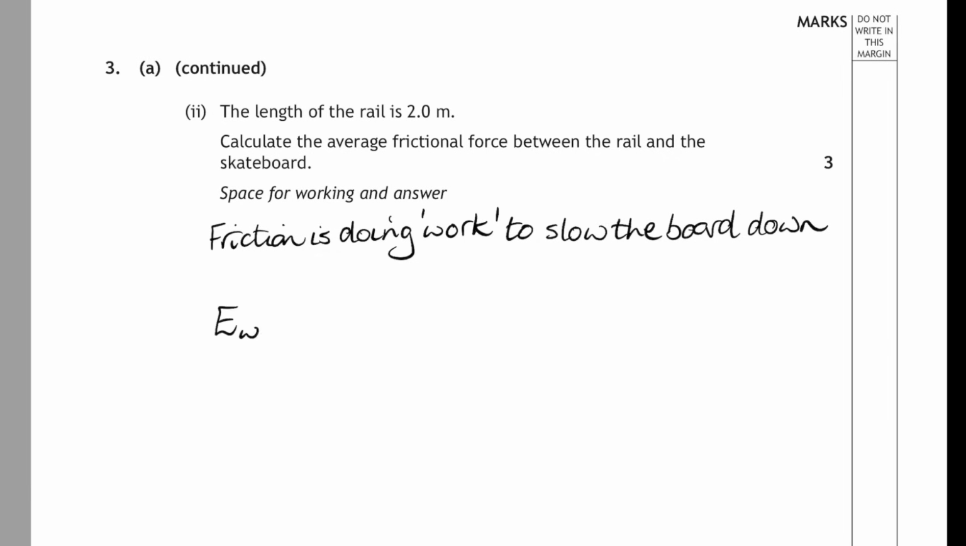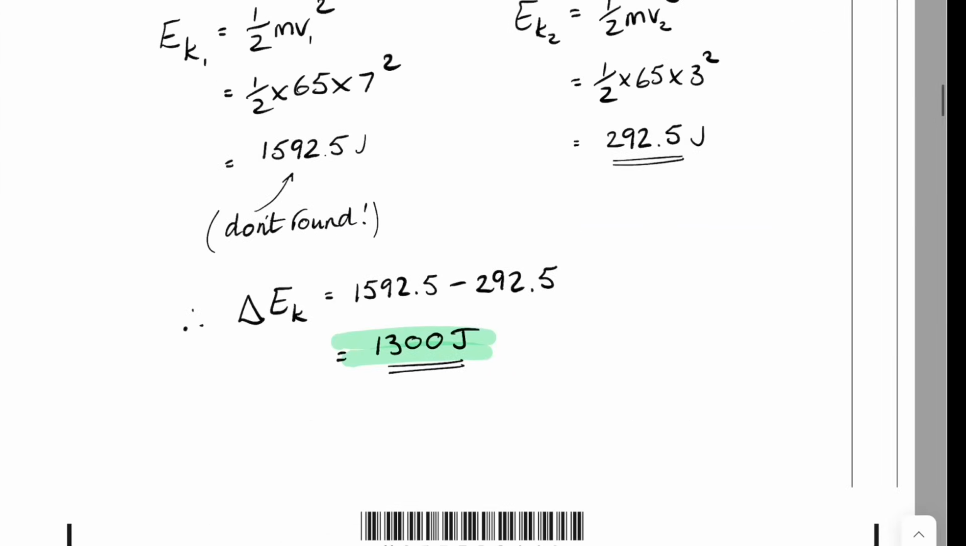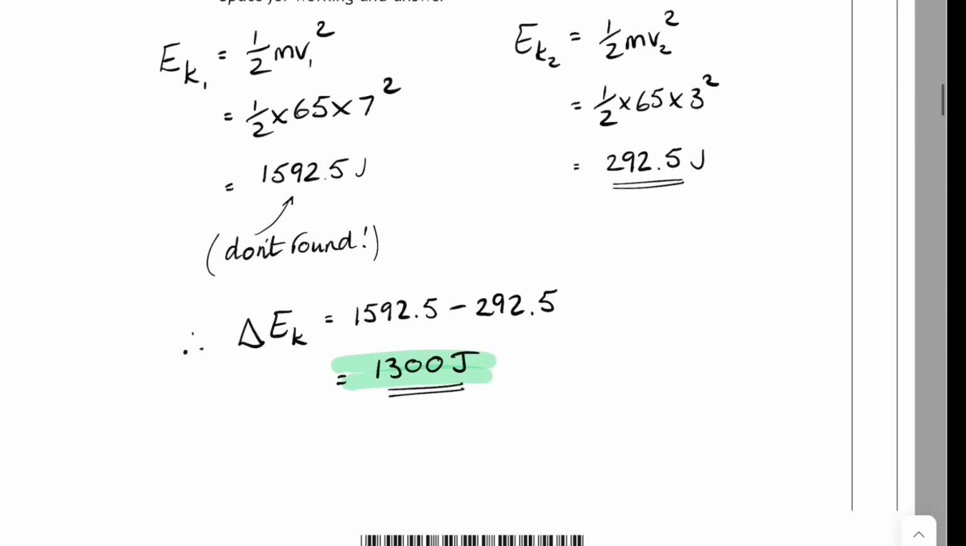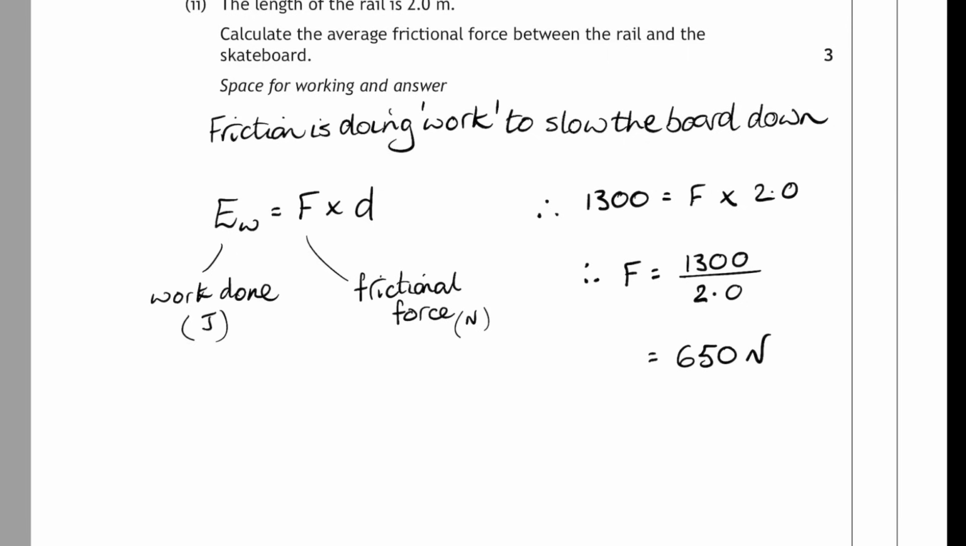Work done equals force times distance. And remember those Roman numerals? This is part 2 of the question. So we're going to need the decrease in kinetic energy from part 1. And that was equal to 1,300 joules. And it's that loss in kinetic energy that's changed into heat due to friction to slow the skateboarder down. So we're subbing in the 1,300 for the work done. The distance was 2 metres, and then we rearrange that to get the frictional force will be 1,300 divided by 2 is 650 newtons.